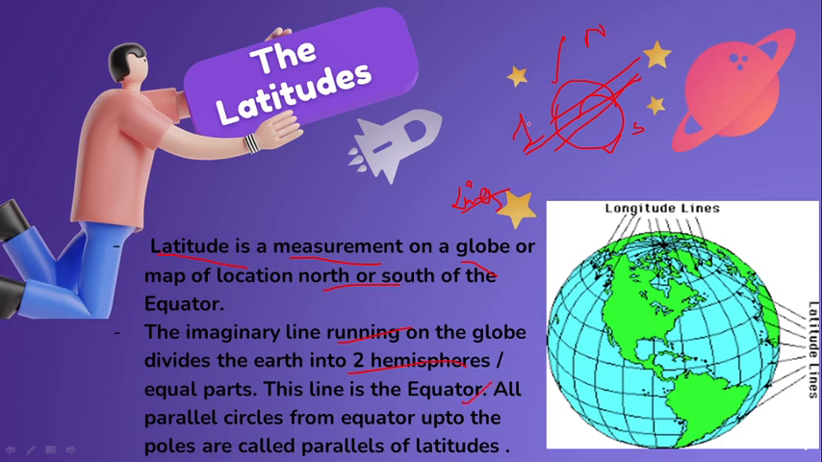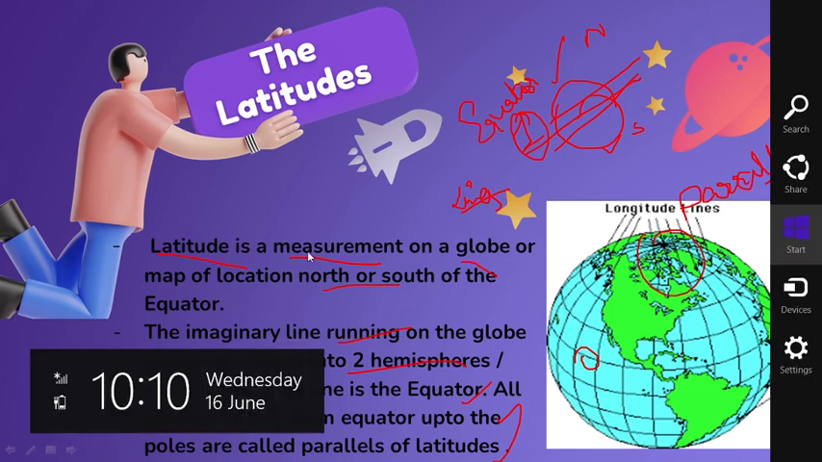So we have the one line, right? What is the name specially given to that latitude? Equator. All these are parallel circles. These are all our latitudes, which are parallel circles from the equator up to the poles. From the equator to the poles they are all called parallels of latitude.